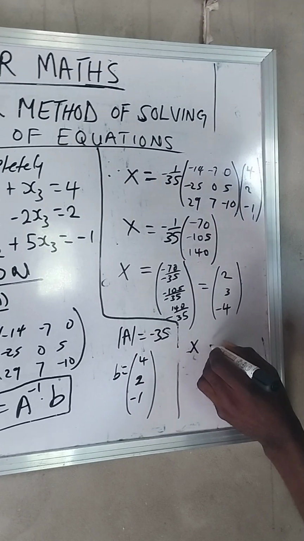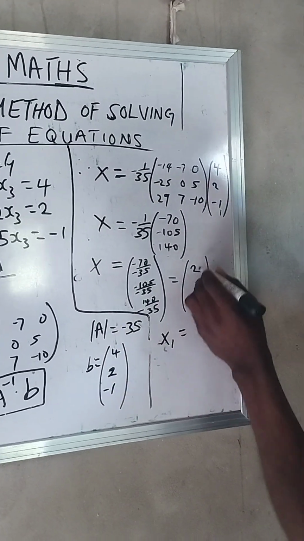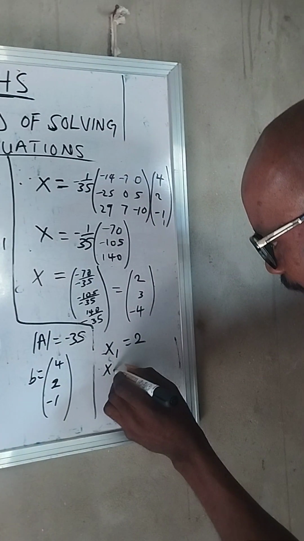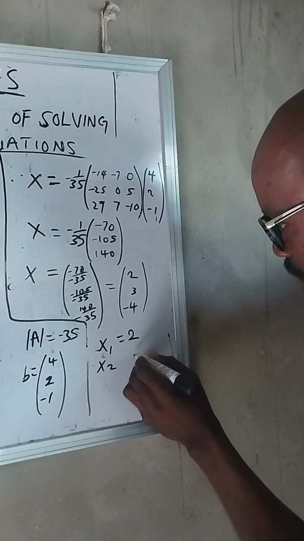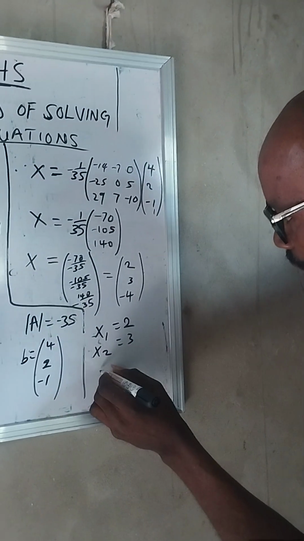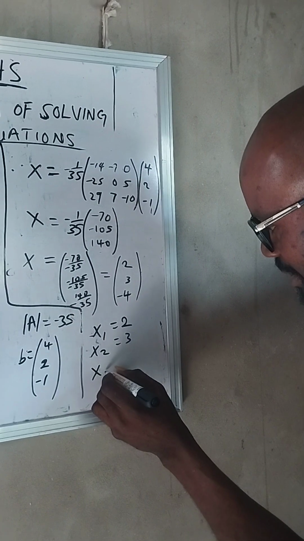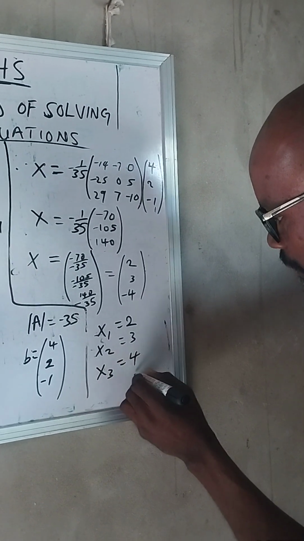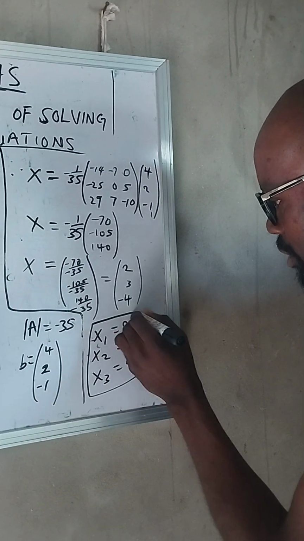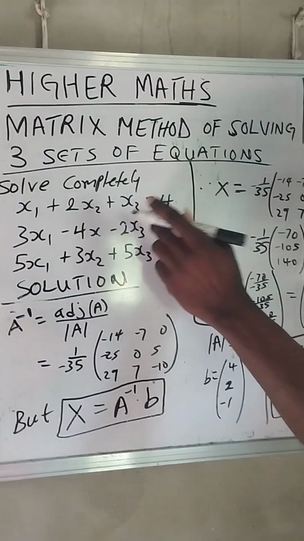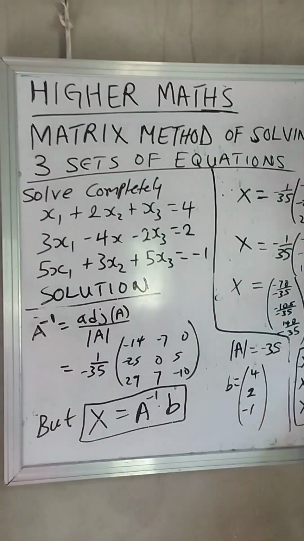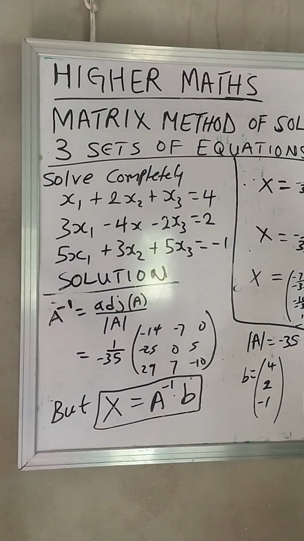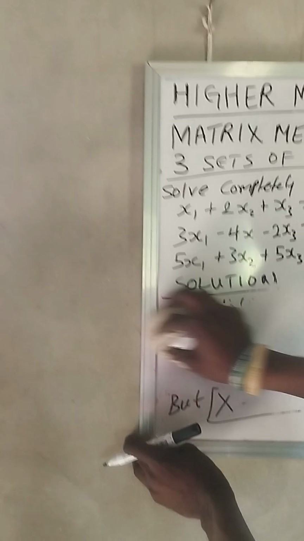Therefore, x1 is equal to 2, x2 is equal to 3, and x3 is equal to 4. This is the solution to this equation. If you want to check whether you are correct, let's check whether you are correct.